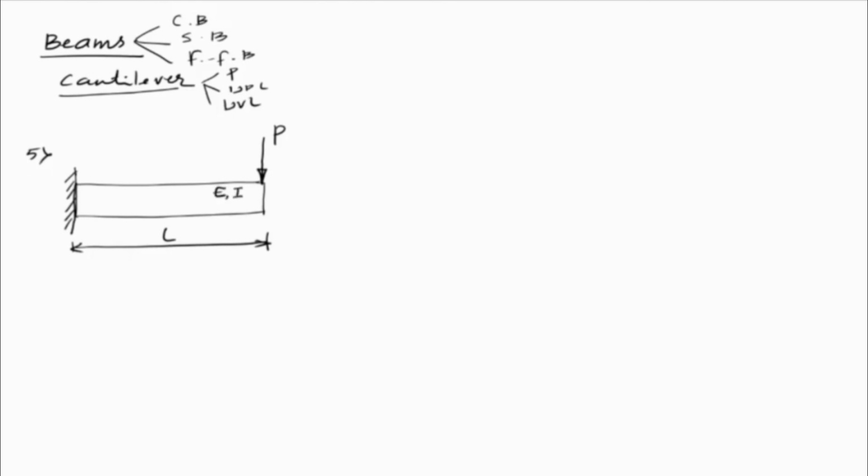Now please remember, beams come with moment of inertia I, not area. A bar comes with area, whereas beams come with moment of inertia, because many times I have seen students writing the equation for a beam with E and A. That is a mistake we make. So please remember, a beam comes with Young's modulus and moment of inertia I, whereas a bar comes with Young's modulus and area.